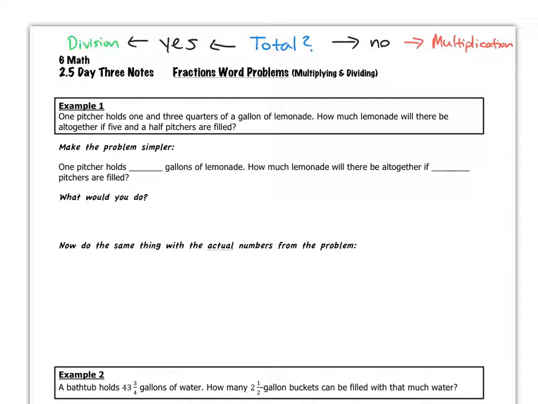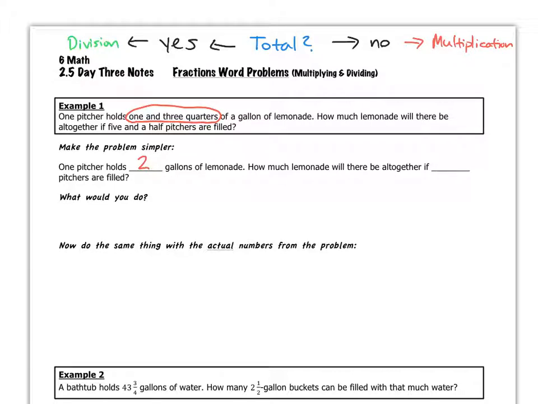It says that one pitcher holds 1 3/4 of a gallon of lemonade. How much lemonade will there be altogether if 5 1/2 pitchers are filled? Well, just like the last video we did over word problems, we're going to start out by making this problem simpler. So it says that a pitcher holds 1 3/4 of a gallon of lemonade. So instead of 1 3/4, I'm just going to make this number 2. One pitcher holds 2 gallons of lemonade.